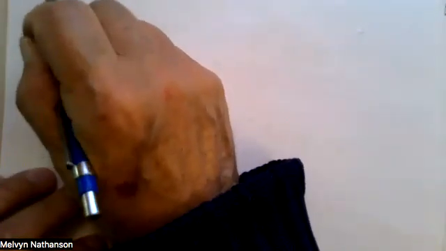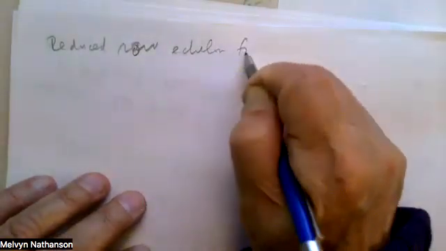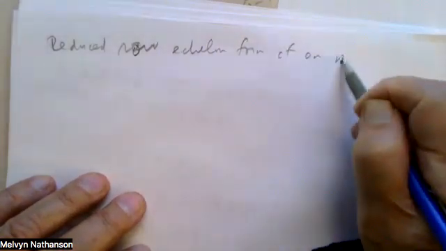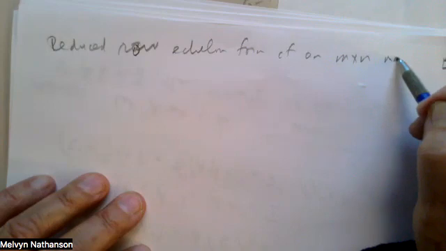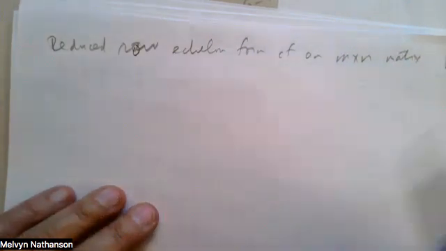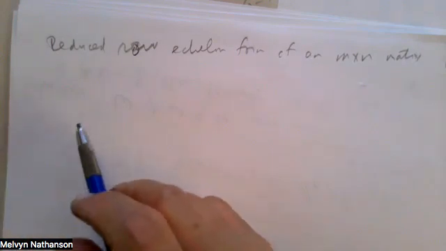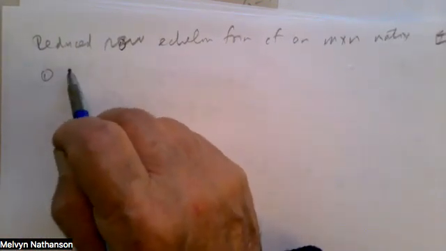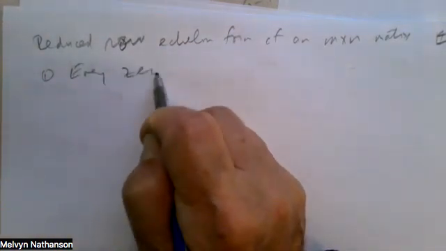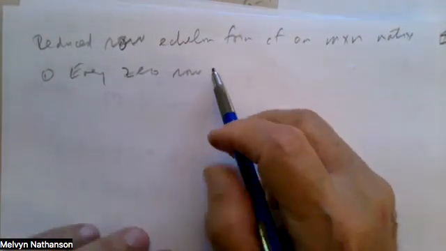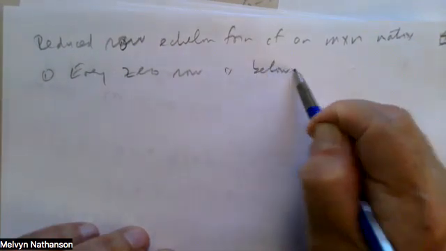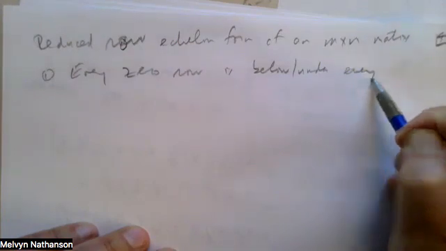So let's recall what is reduced row echelon form of an m by n matrix. It doesn't have to be a square matrix, or any rectangular matrix. It has the following properties. First, every zero row, that means a row with every coordinate 0, is below every non-zero row.